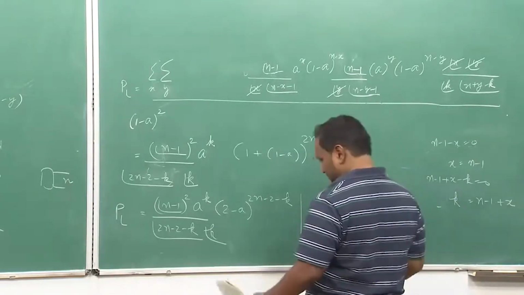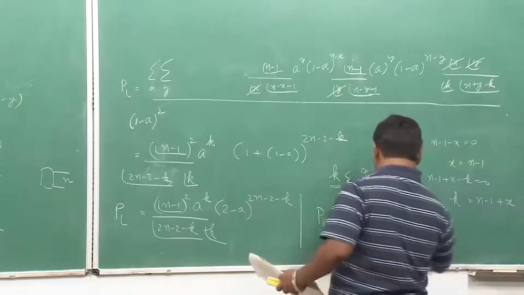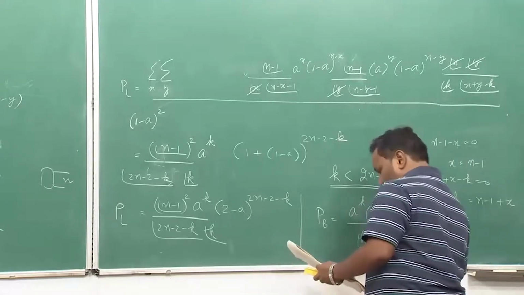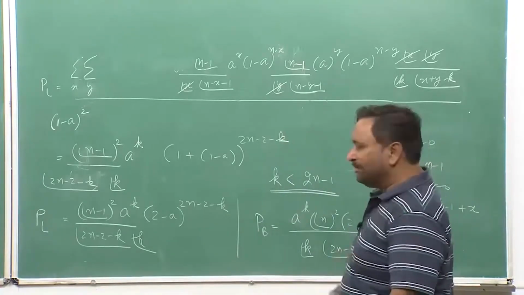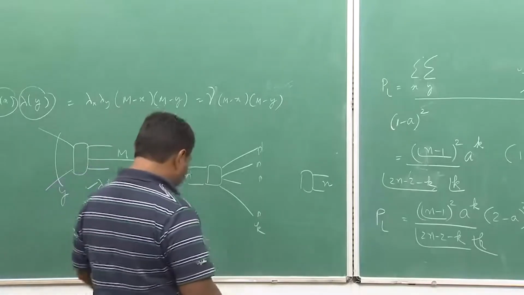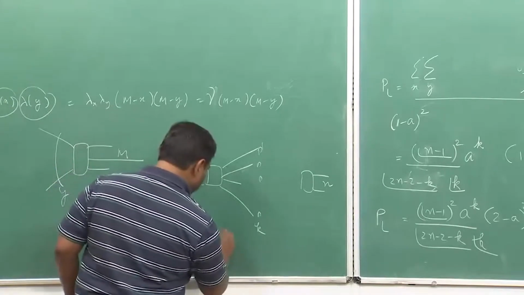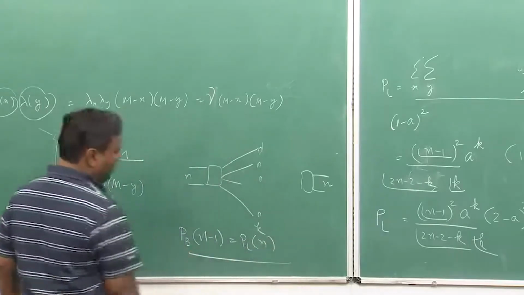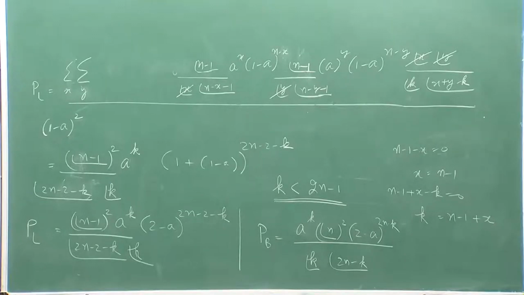It will be n factorial square, 2 minus a 2n minus k, divided by k factorial, 2n minus k. And you can actually clearly see the relationship still holds. The relationship which we had, that PB n minus 1, this relationship which we have derived earlier also holds true here. Okay. So, that was the method of estimating the blocking probability using Karnaugh's approach.